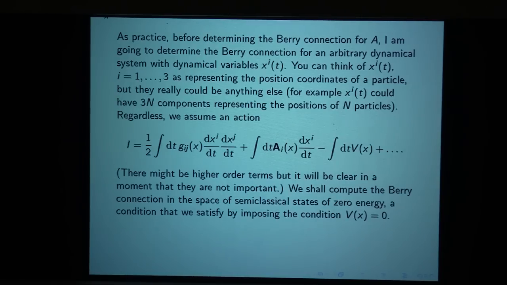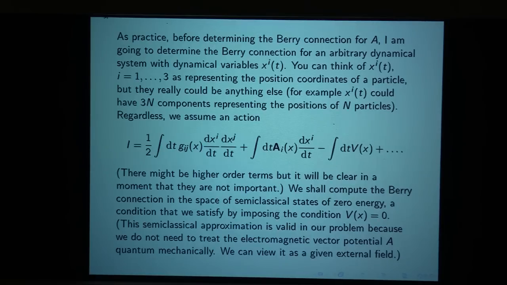So we're going to compute the Berry connection in the space of semi-classical states of zero energy. And classically, zero energy just means that V is 0. I want to assume that 0 is the minimum of V. And so the minimum energy state is V equals 0.